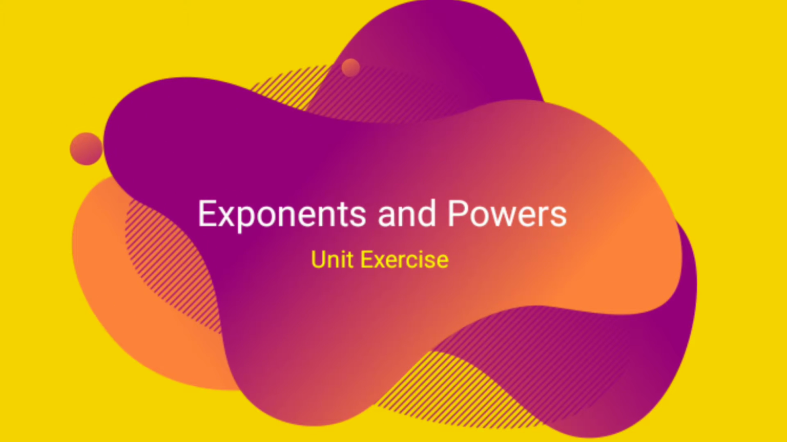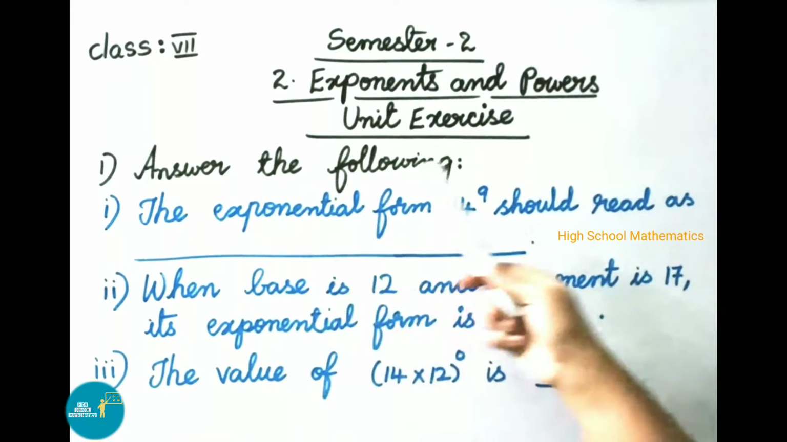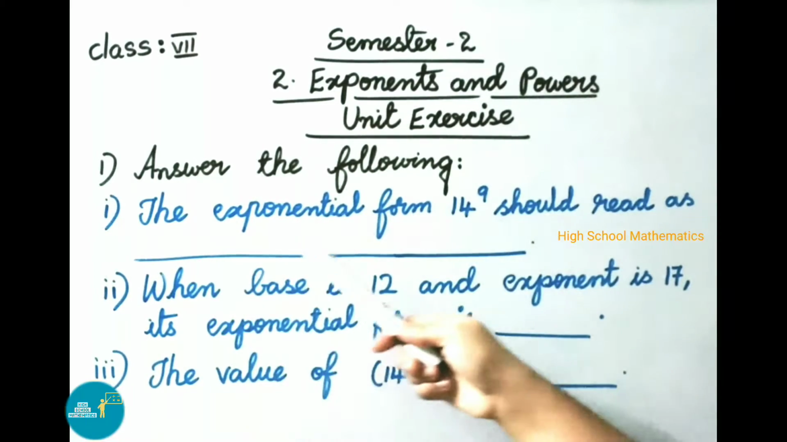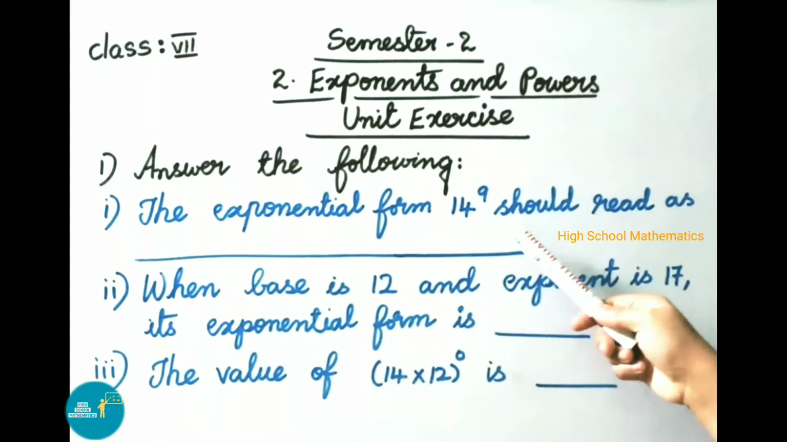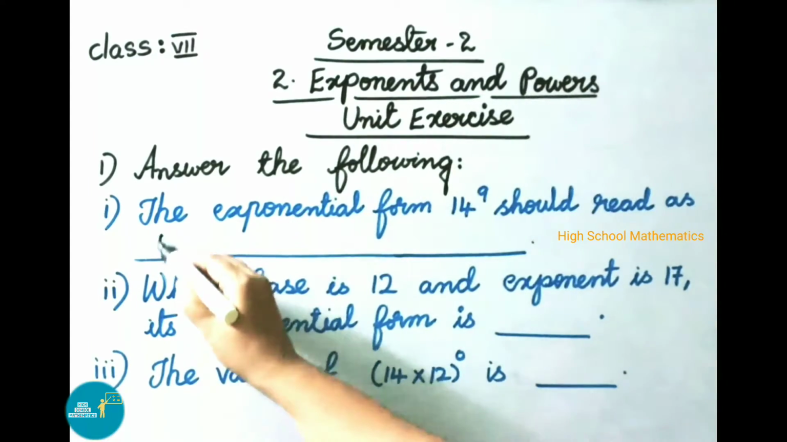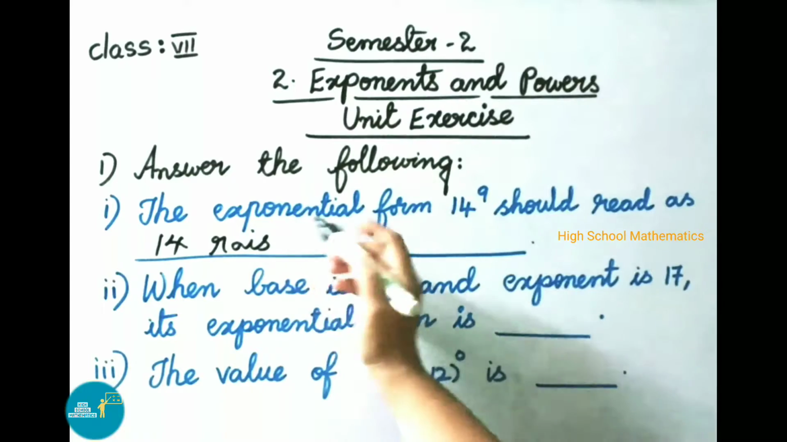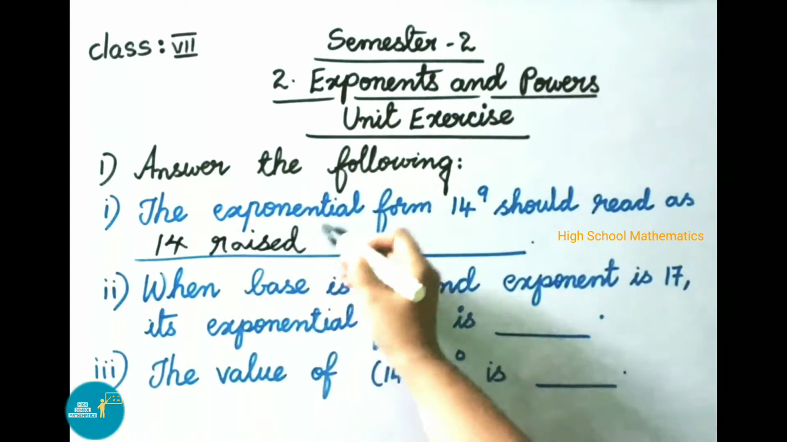Today we are going to learn class 7 semester 2 chapter 2, exponents and powers, unit exercise. See now question number 1, answer the following. See now the exponential form 14 power 9 should be read as 14 raised to the power of 9. So let us write 14 raised to the power of 9.